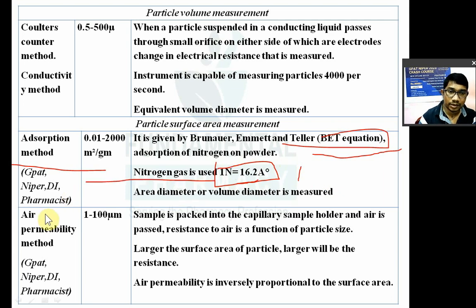Then the area diameter as well as the volume diameter is measured in this adsorption method. Right? Now for the adsorption method there is one apparatus known as the Quantasorb. Quantasorb is an apparatus which is developed by Quantasorb Corporation. That apparatus is used in the adsorption method.